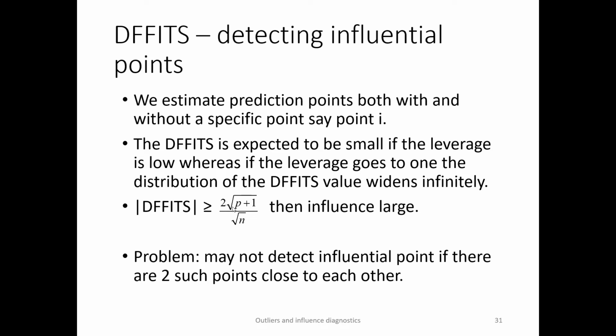For this one, the cutoff point is 2 times the square root of p plus 1, all divided by the square root of n. Again, p is still the number of independent variables, and n is still the sample size, so it's still plug and play. We calculate the cutoff value, look at our results from the computer package, and see if the DF fit is bigger than this number. Just like with the T residuals and the studentized residuals, we look at the absolute value of the DF fits.